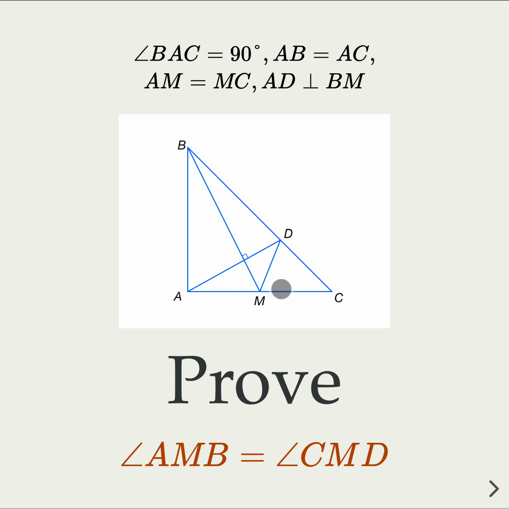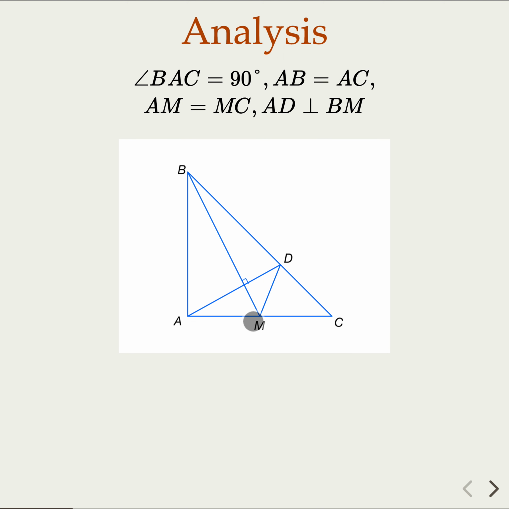Now, usually in geometry, to prove angles congruent, you have to prove either they're similar triangles or congruent triangles. However, today we're going to use a new method. Here we try to embed this right triangle into a 2D plane with a coordinate system. In other words, we're going to use the analytic geometry method to solve this problem.